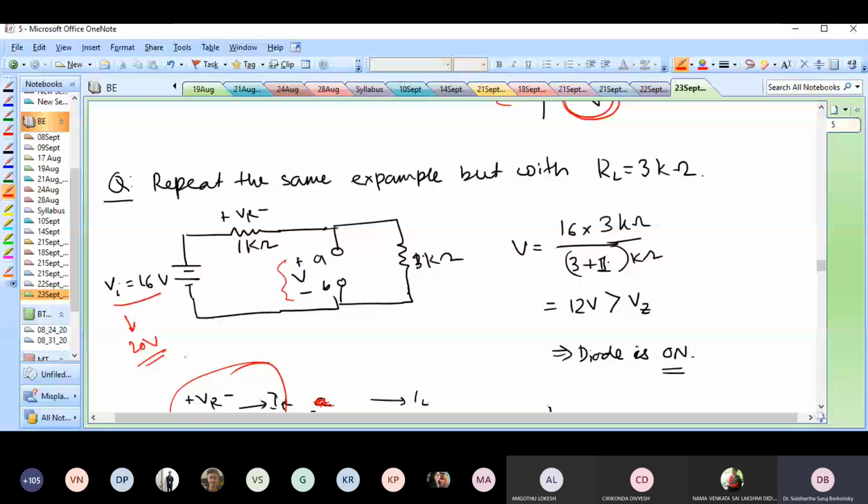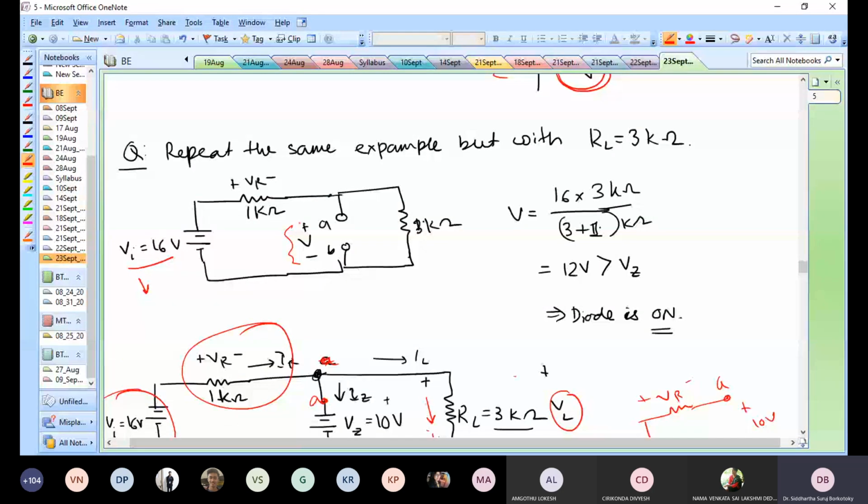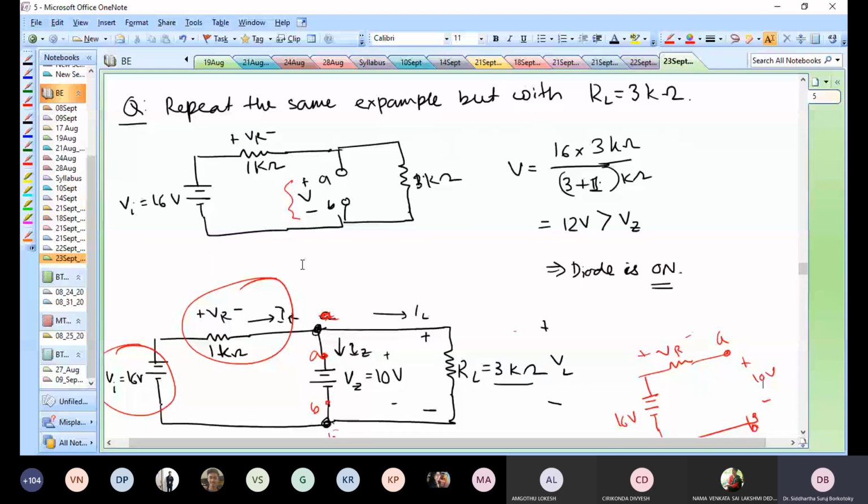If I increase the input voltage, then the open circuit voltage V, calculated when you remove the diode, can only increase, it cannot decrease. So your Zener diode will always be in the on state. If it's in the on state, then it's always giving me 10 volts across the load resistance, because the Zener potential is what I get at the output. So that is the principle of operation.